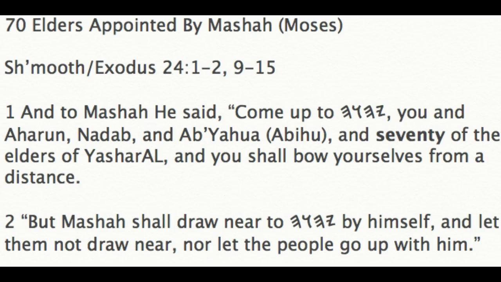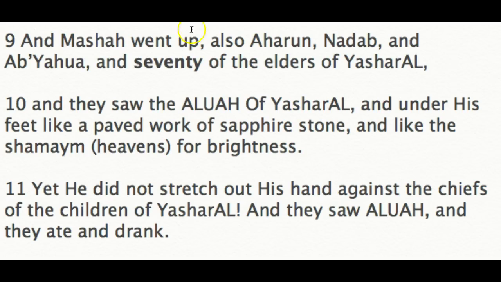And then there were the 70 elders who were appointed by Mashah, or Moses, as we see here in Shemuth, or Exodus chapter 24, verses 1 through 2, and also in verses 9 through 15. And it says here, and to Mashah he said, come up to YAHUAH, you and Aaron, Nadab, and Abihu, and 70 of the elders of Yasharal, and you shall bow yourselves from a distance. But Mashah shall draw near to YAHUAH by himself, and let them not draw near, nor let the people go up with him.